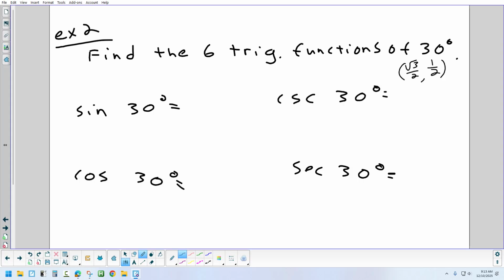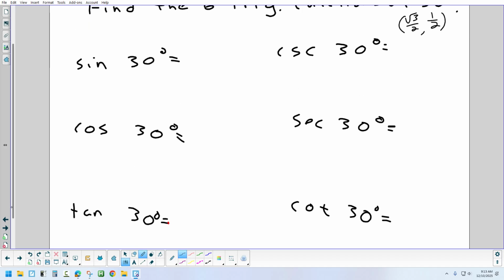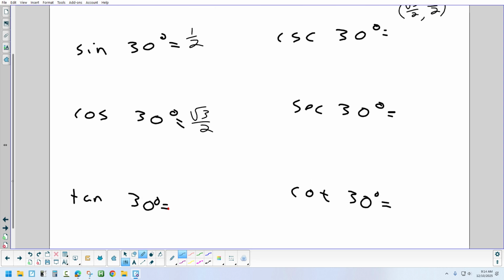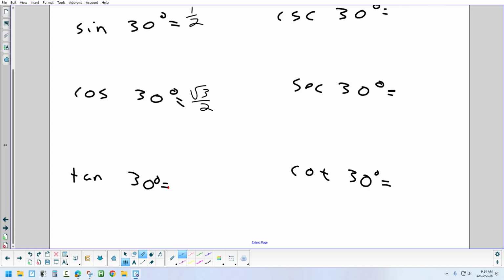Okay, and now let's go through all our trig functions. What's the sine of 30 degrees? Yep, 1/2. And the cosine of 30 degrees? Yep, root 3 over 2. Now, the tangent, if you're not sure, because it's the first time we've seen the tangent, it's y over x. So it's 1/2 divided by root 3 over 2.